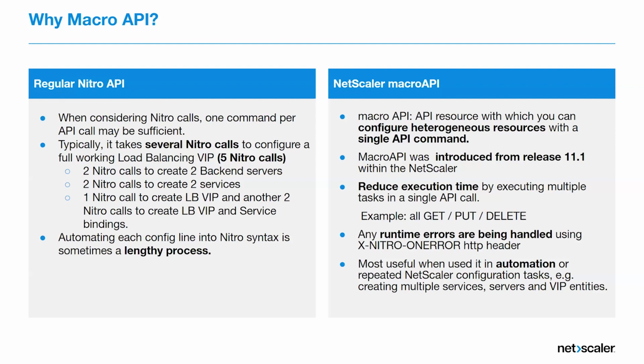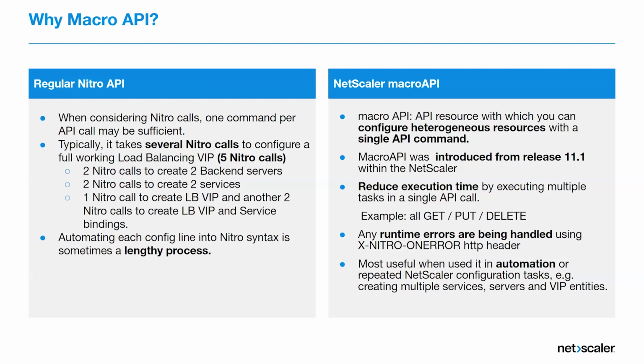In a traditional regular Nitro API, we will have to send 10 different commands using 10 different API calls. But when it comes to the macro API, you can fit all the 10, 20, 30 different API configurations into one single macro API call, which reduces the back and forth between the user machine and the NetScaler itself.